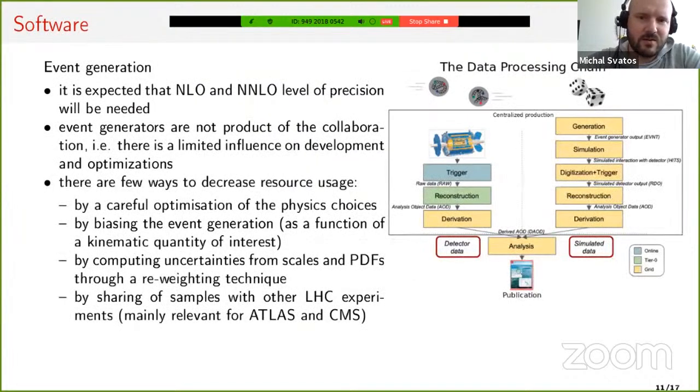For software, let's start with event generation. It is expected that next-to-leading order and next-to-next-to-leading order precision will be needed. So that means a lot of computing resources will need to be spent. With event generators, the problem is that they are not a product of collaboration.